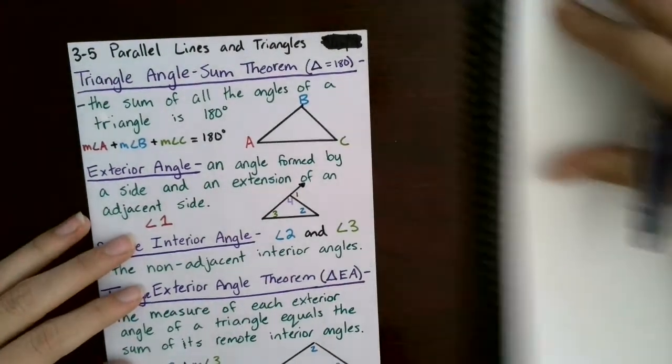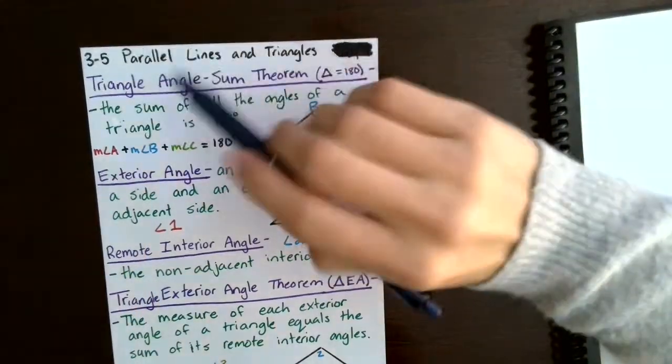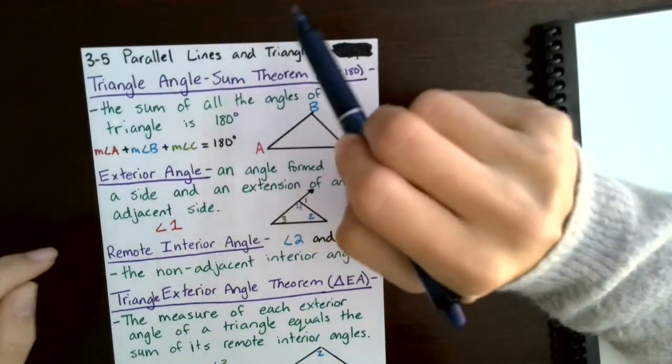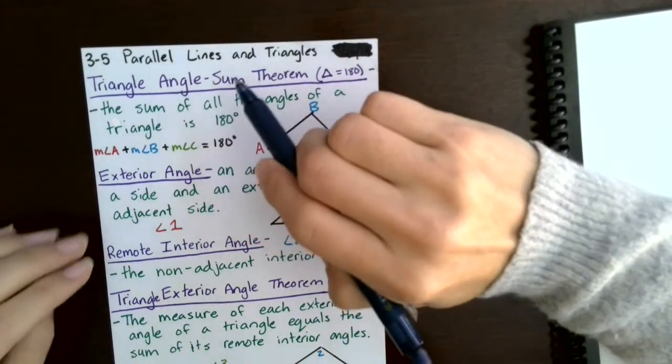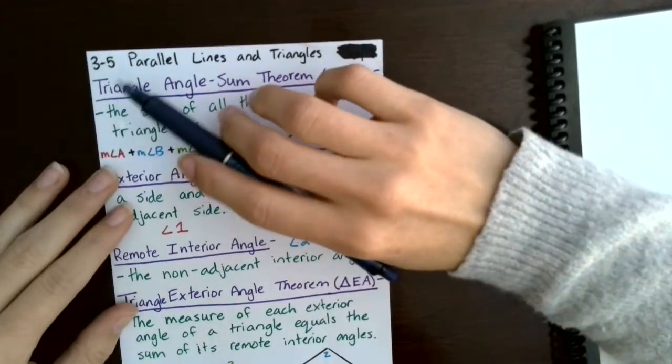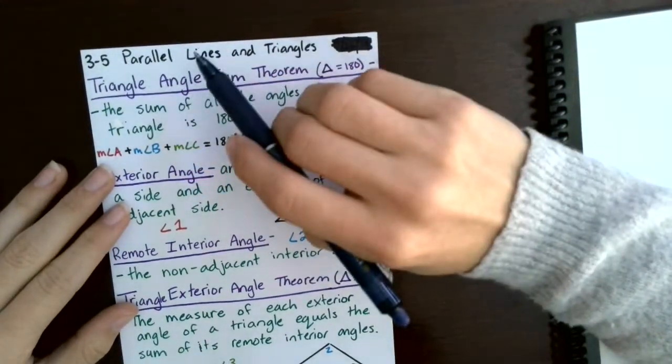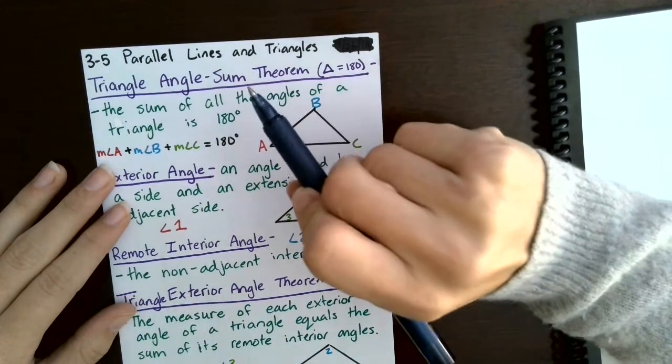Okay, so for section 3-5, parallel lines and triangles, this is an introduction to topic 4 when talking about triangles. That's why we saved 3-5 for the end of topic 3. But it's also important to acknowledge that the parallel lines play a part in this as well.